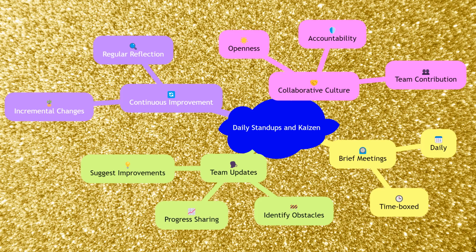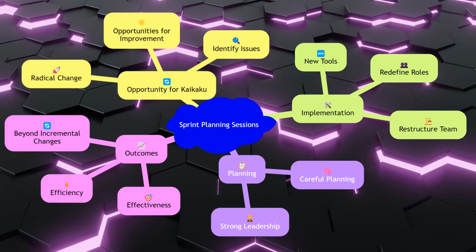Daily stand-ups are a practical application of Kaizen in agile practices. These brief, focused meetings allow team members to share updates, identify obstacles, and suggest improvements. By regularly reflecting on their work and processes, teams can make small, incremental changes that lead to continuous improvement. The collaborative nature of stand-ups fosters a culture of openness and accountability, where every team member is encouraged to contribute to the team's success.